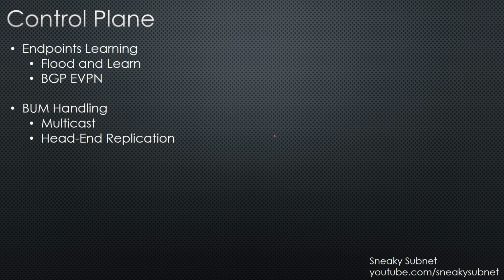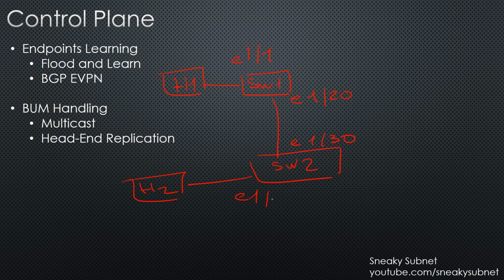But let's start with endpoint learning in regular Ethernet. So let's assume that we have host number 1, which is connected to switch 1. Switch 1 is connected to switch number 2, and switch number 2 is connected to host number 2. So here we have port number Ethernet 1/1. This port is Ethernet 1/20. This port on switch 2 is Ethernet 1/30, and this is Ethernet 1/3.